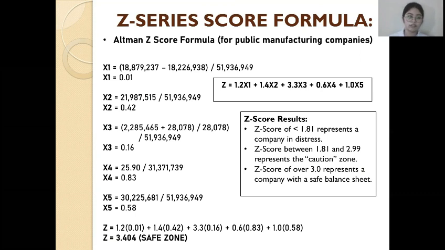After calculating the values of the financial ratios, we substitute them into the formula. Z is equal to 1.2 times X1, which is 0.01, plus 1.4 times 0.42, plus 3.3 times 0.16, plus 0.6 times 0.83, plus 1.0 times 0.58, we get an answer of 3.404, meaning that the company is in the safe zone.